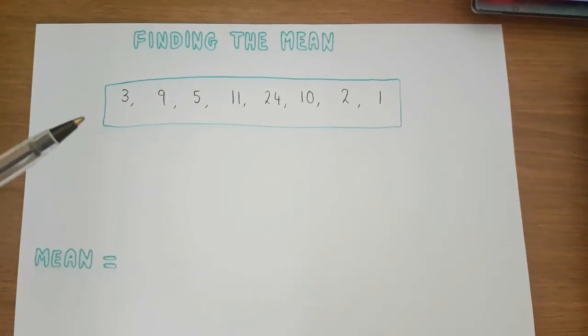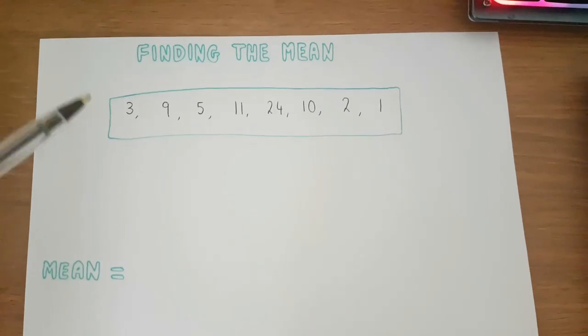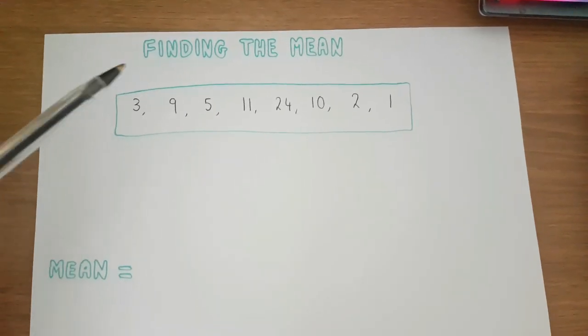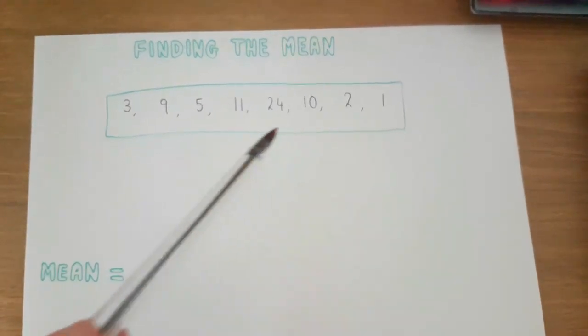Hi Year 8, today we're going to find another average of this list of numbers. This type of average is called the mean, and the first step in finding the mean is to add together all of the numbers in this list.